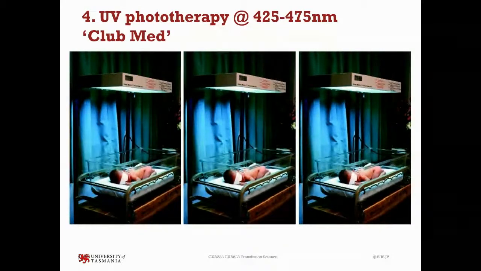Phototherapy, this is what a friend of mine used to call Club Med up at the QV. So these are little babies who have got jaundice or hyperbilirubinemia, and so they're put under lights that have a wavelength of ultraviolet light, a wavelength of 425 to 475 nanometers, and that light helps to convert unconjugated bilirubin in the fatty tissues of the skin to the soluble conjugated form.